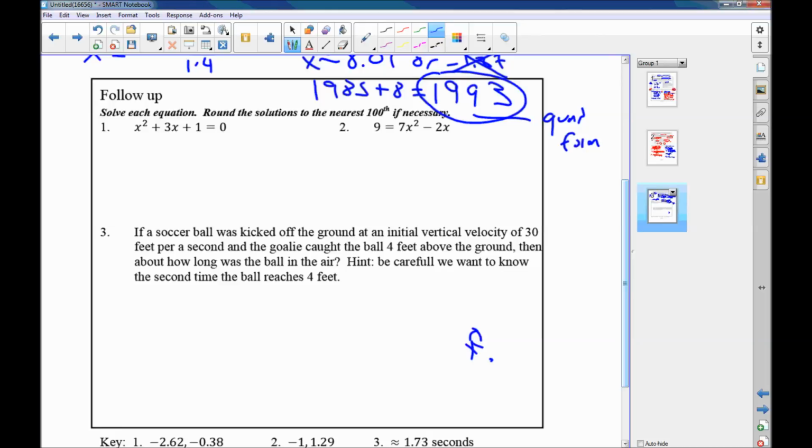Person kicks it. From the ground, it goes up, and they catch it at 4 feet. But notice right here, the ball also hit 4 feet. Okay? All right, your final answers are on the bottom, but you need to have work to go with them.